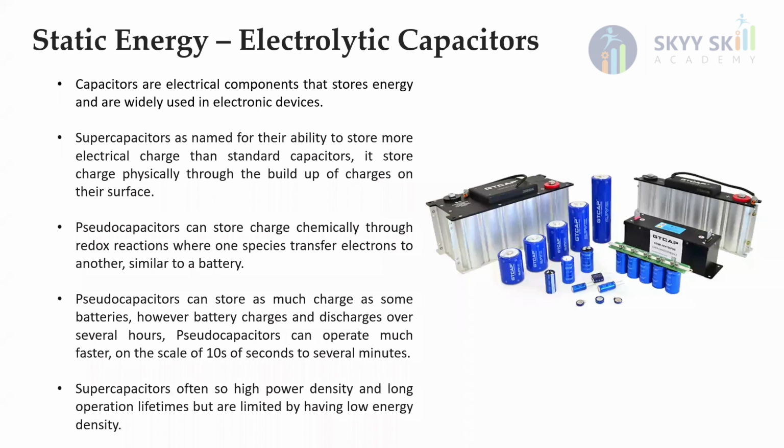The battery is used to store charge for a longer period of time. If we want our vehicle to run for 4 hours, 5 hours at a speed of 60 or 70 km per hour, then we need a battery. Then comes static energy storage systems or electrolytic capacitors.